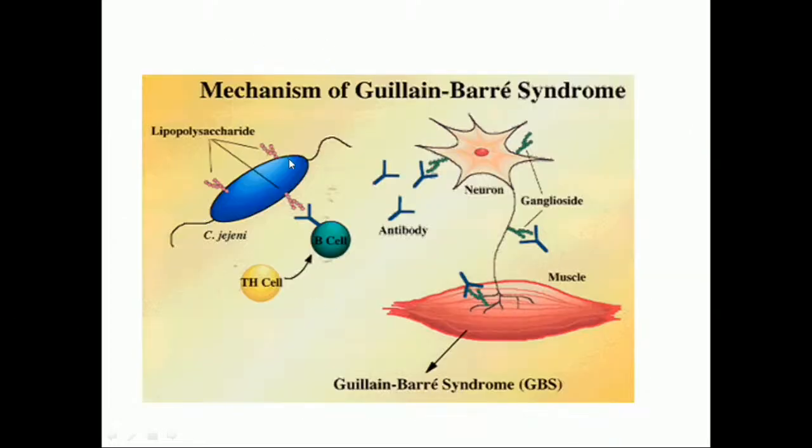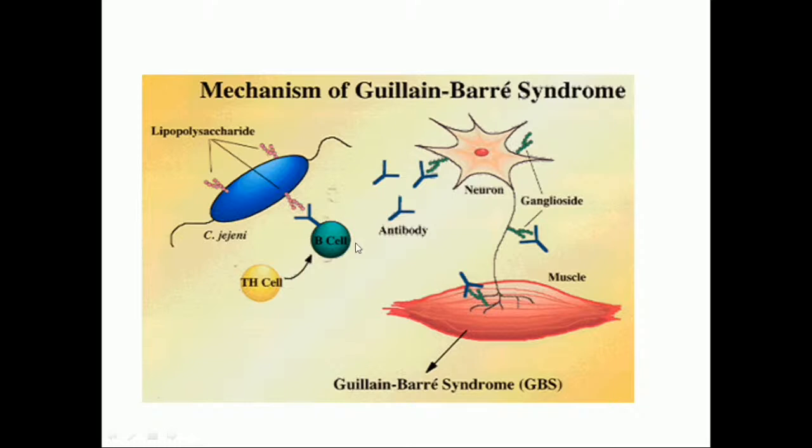Now what happens, this is a C. jejuni bacteria. Okay, so it has a lipopolysaccharide on its body. So when it enters our body, the body forms antibody against this lipopolysaccharide. Unfortunately, this lipopolysaccharide is very similar to the glycolipid and ganglioside which is present on the myelin sheath of the neuron. So this antibody destroys the lipopolysaccharide of the bacteria, and it also destroys the glycolipids and gangliosides of the neuron, and it leads to damage to the neuron. So this is called molecular mimicry because they have a similar structure.